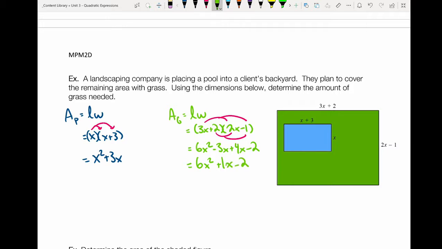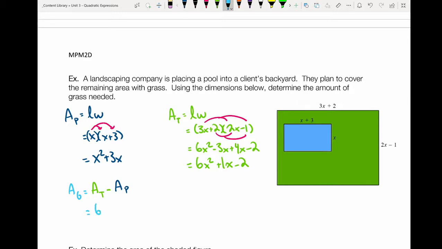So now I have my two areas. Sorry, I guess it won't be area of the grass, it'd be the area total because it's the entire shape. So I have the area of the entire shape, or the large rectangle, and I have the area of the pool. If I want to figure out the shaded area, or the green area, or the area of the grass, I need to figure out how much is remaining of this large shape when I remove the pool. So for the area of the grass, we're going to take our total area and subtract the area of the pool.